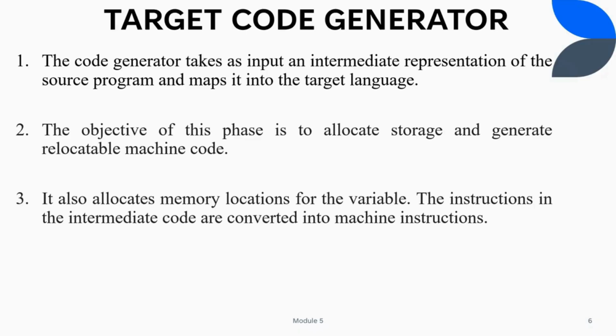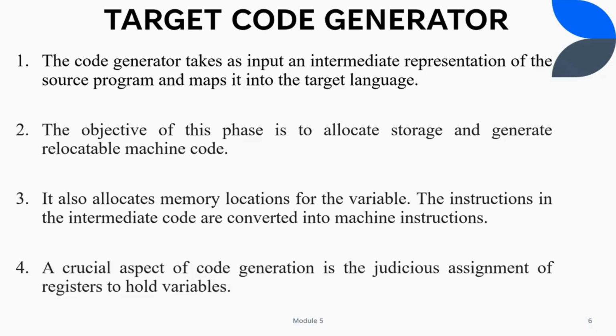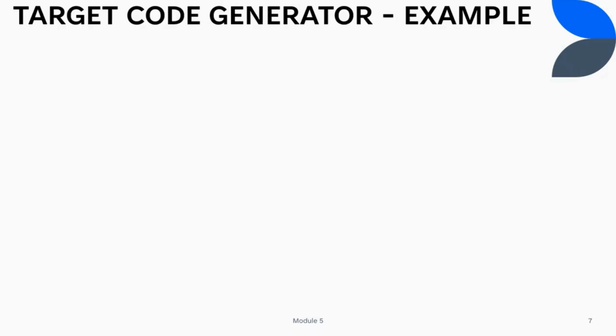What do you mean by memory locations? Ideally, whenever an assembly language program is written, the variables cannot be used directly. Instead, the values of the variables need to be stored in some registers. That is nothing but allocating memory locations for variables. The instructions in the intermediate code are converted into machine instructions. A crucial aspect of code generation is the judicious or careful assignment of registers to hold variables.